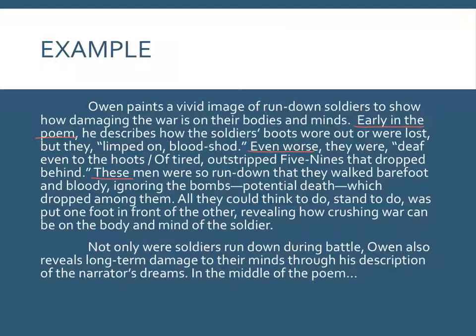Now we need a transition as we move into our next body paragraph. Not only were the soldiers run down during battle, so we clearly connect to the first paragraph, Owen also, indicating that we're adding on new evidence, reveals long-term damage to their minds through his description of the narrator's dreams. In the middle of the poem, so we give some location transition going into the first detail of the second body paragraph, and it would go on just in that same fashion.